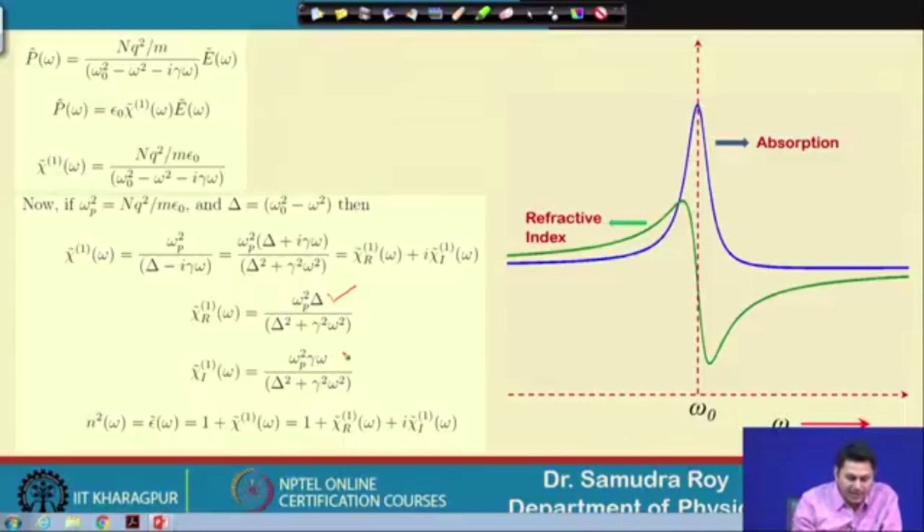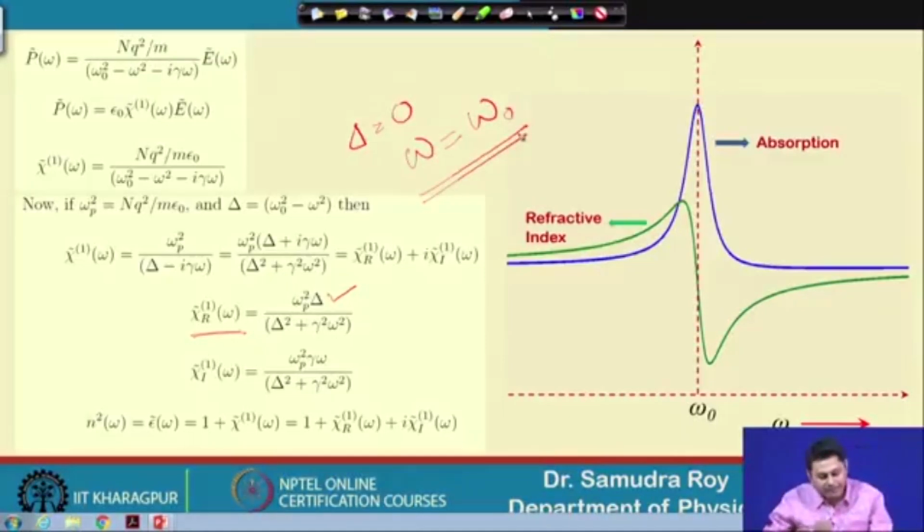So, if I try to plot this real part of the susceptibility, which is defined as chi r, what happens is that I will have a 0 value at the delta equal to 0 point. Delta equal to 0 is nothing but when omega is equal to omega 0. That means exactly at the resonance point, I will have a 0 value of chi r. If I plot these two functions, they give you something like this.